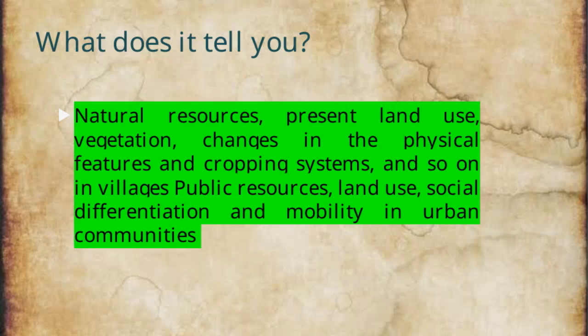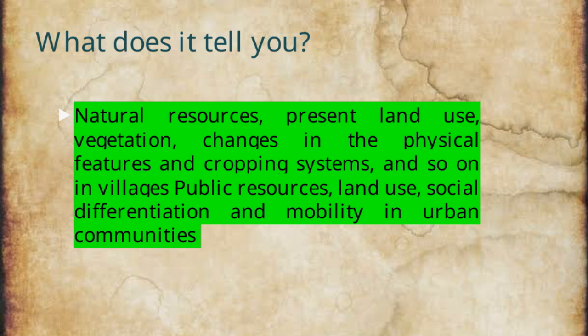Let's take a closer look at the various aspects that shape our villages and urban communities. When we talk about natural resources, we're referring to the land, water, forests, and minerals that communities rely on for their livelihood. Present land use and vegetation patterns tell us how land is being utilized, whether for agriculture, housing, or conservation, and how this influences local ecosystems. Changes in physical features, such as river courses or terrain, often result from human activity or natural processes and can significantly impact agriculture and settlement patterns.